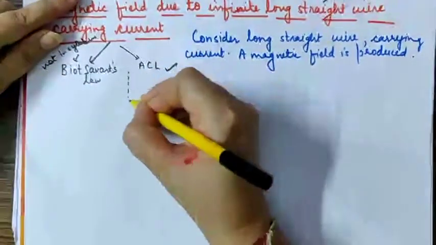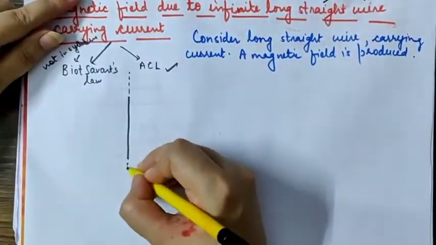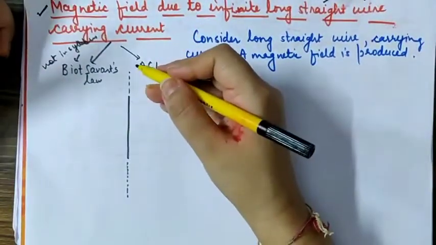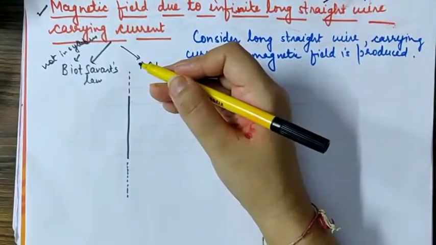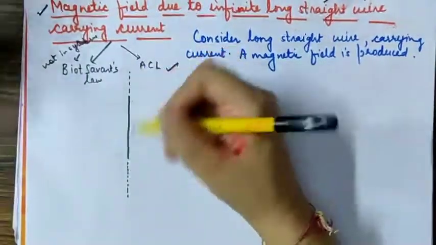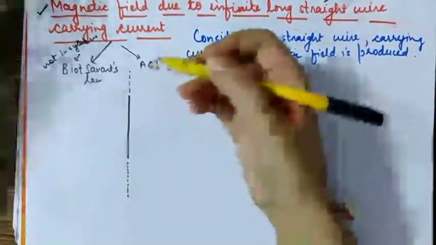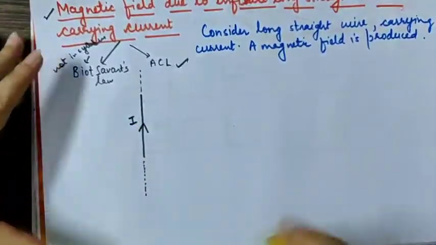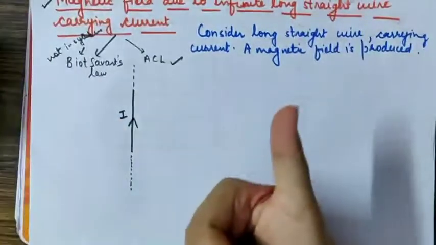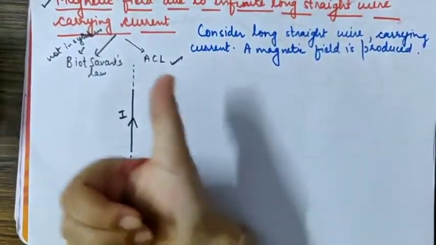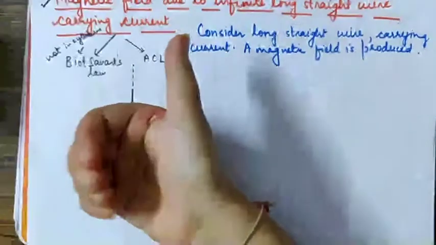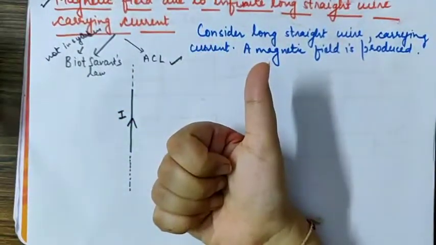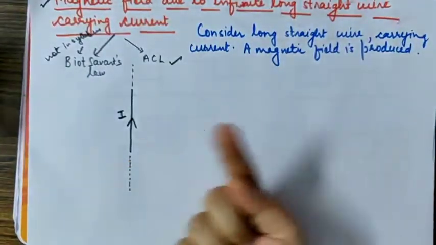Suppose this is the current carrying conductor. Why am I drawing it with dotted lines? Because it is infinite. We don't know where the ends of the wire are, so we should draw it in an infinite manner. Firstly, the current flowing is upwards. Apply the right hand thumb rule. The thumb should be in the direction of current, and the curl of the fingers gives the direction of the Amperian loop traversal.